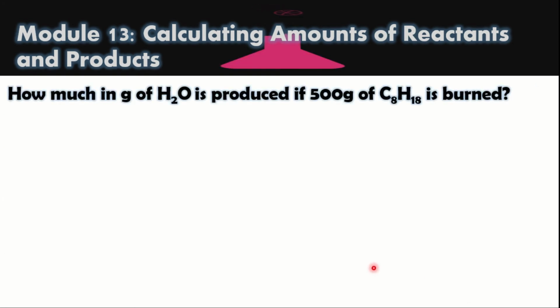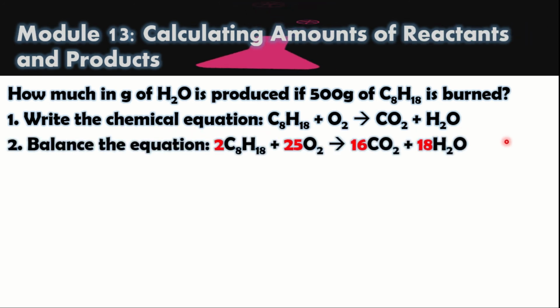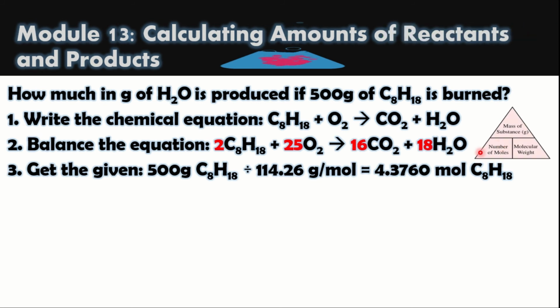Another example: how much in grams of water is produced if 500 grams of C8H18 is burned? Again, this talks about the same chemical equation. This is still combustion because this is still an organic substance. So, write down the chemical equation. Next, balance the chemical equation in order for us to determine the stoichiometric equivalences. The third one is to get the given. Our given is 500 grams of octane.